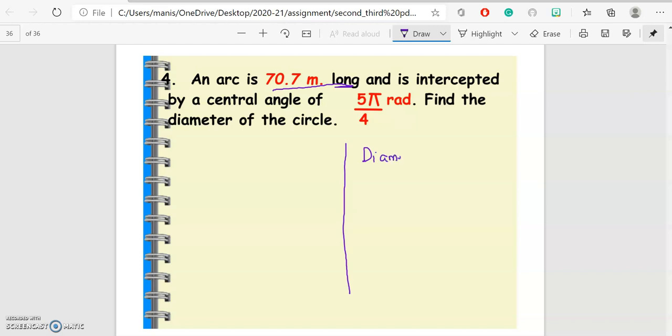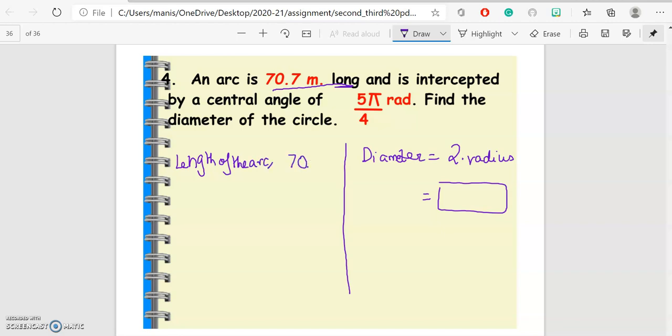What is the formula to find diameter? The formula to find diameter is 2 times radius. So if you know the radius in this question, you can find the diameter. Do you know radius? No, but we have been given length of the arc. What is the length of the arc? We have been given 70.7 meters.